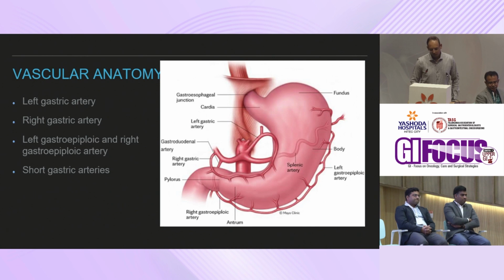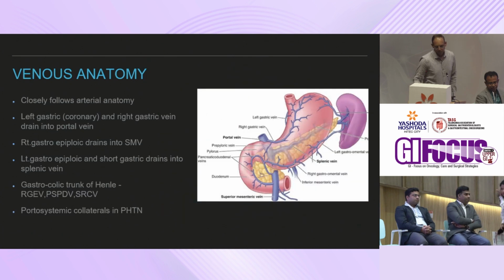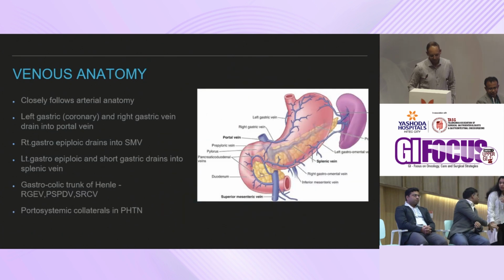artery. The right and left gastroepiploic arteries mainly supply the greater curvature of the stomach. The right gastroepiploic arises from the gastroduodenal artery, which in turn is a branch of the common hepatic. And the left gastroepiploic artery arises from the splenic artery. And there are multiple short gastric arteries that supply the upper part of the fundus that arise from the splenic artery. Coming to the venous anatomy, it closely mimics the arterial anatomy.